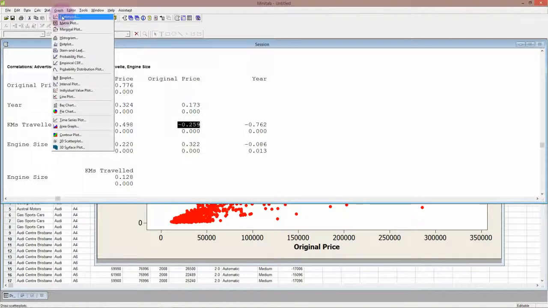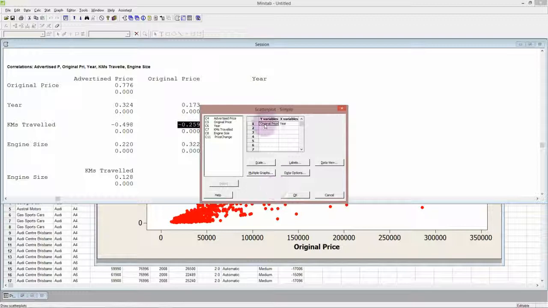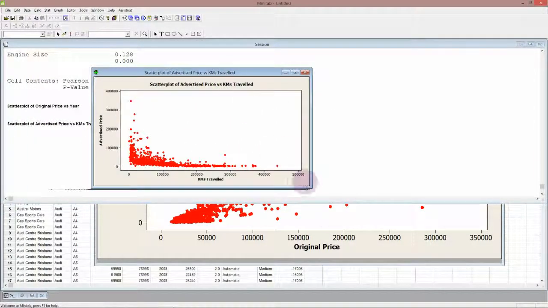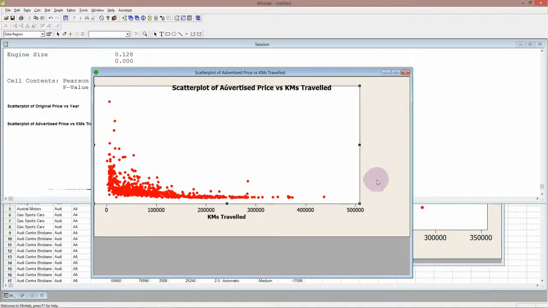So if we plot that to have a look at a negative correlation, let's just take these out. So what we believe is that the more kilometres travelled, we'll put that on the x-axis, the less we can advertise the car for, so we'll put that on the y-axis. And there is sort of a trend here. It actually is more of a curve than a straight line.